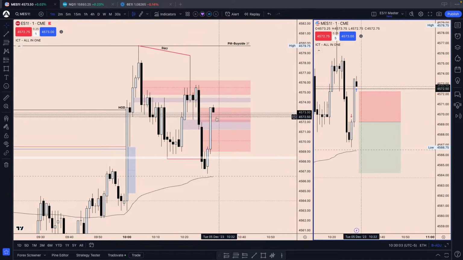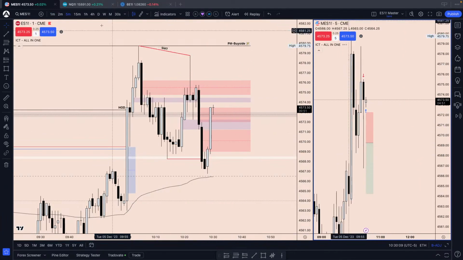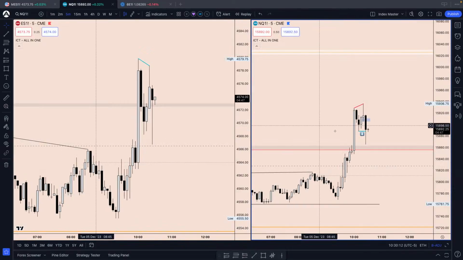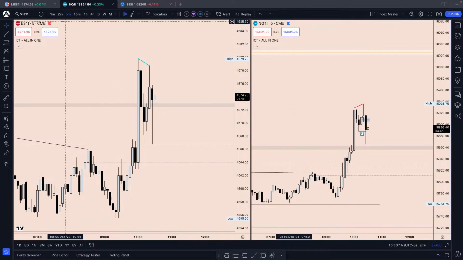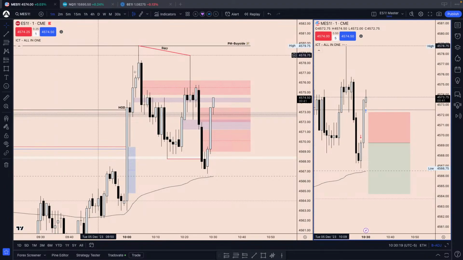No, close right back at the high of our highest 1-minute fair value gap. If we look at that on the 5, looks more bullish than bearish to me. We didn't shift structure on the 5 on NQ either. We're back at the breaker block on NQ.